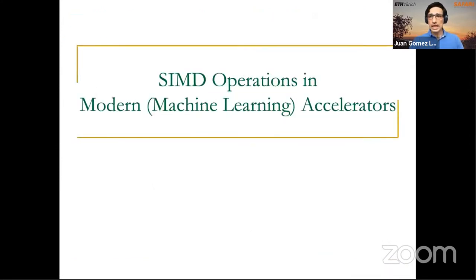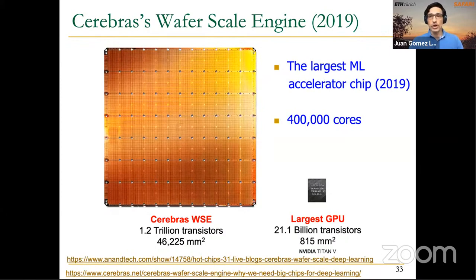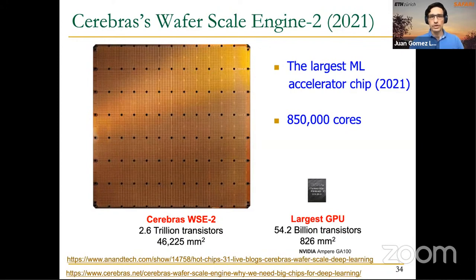So let's see another example, seeing the operations in a modern accelerator, a machine learning accelerator. This is kind of optional material for sure. You have seen the Cerebras Wafer Scale Engine that Professor Mutlu has shown in a previous lecture. It's an amazing computing platform with 400,000 cores in its version of 2019. The new version launched in 2021 has more than twice the number of cores. And as you can see, compared to the largest GPU, for example, it has several orders of magnitude more transistors. Let's take a quick look at how we can use this wafer scale engine.